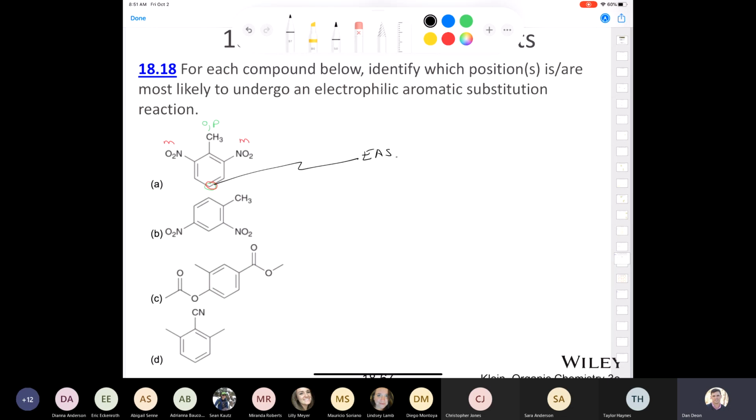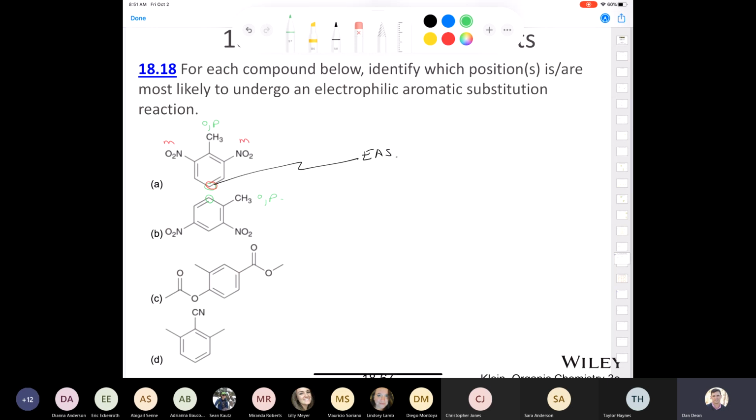Okay, let's take a look at the next one. We've got what? We've got a methyl group. The methyl group is an ortho para director. This ortho position is blocked. This para position is blocked. That would leave us with this position right here. That is the only group on here that's an activator. It's a weak activator, but it's still an activator. Remember, we always go with the stronger activator.